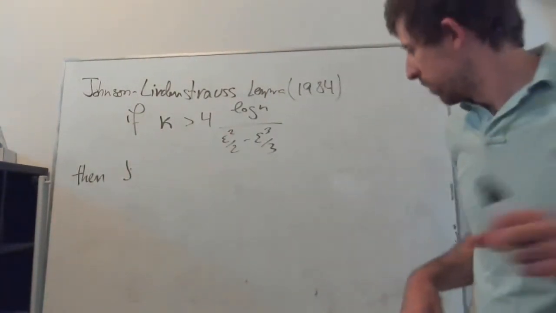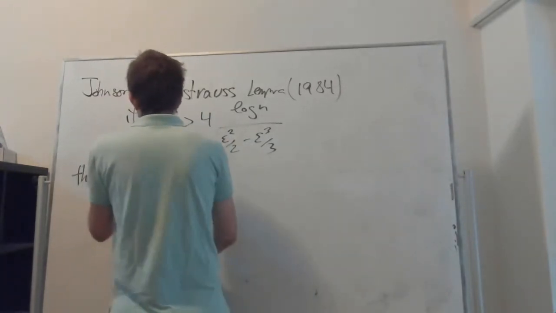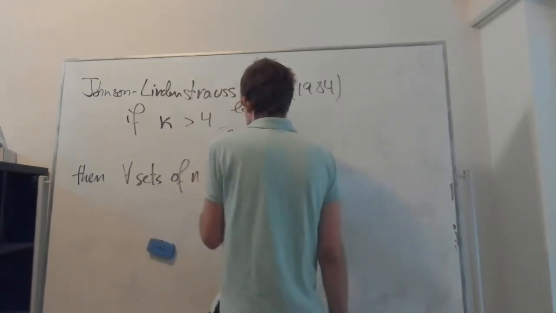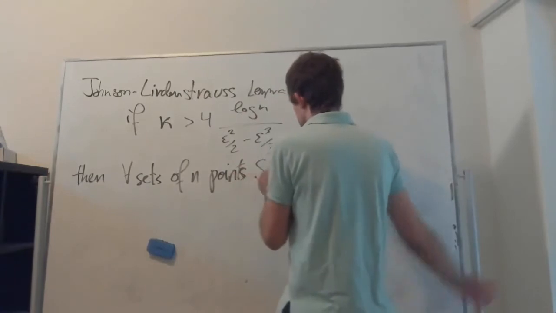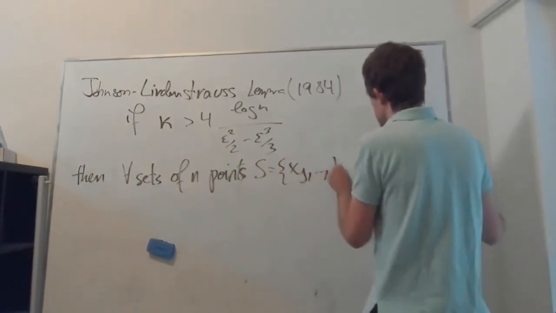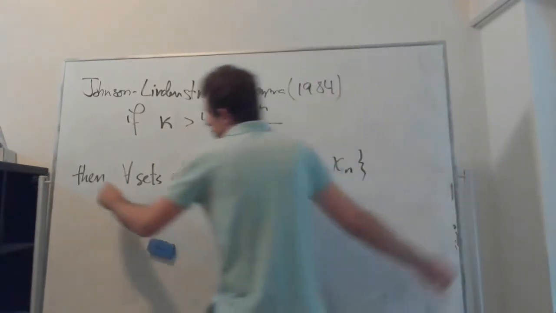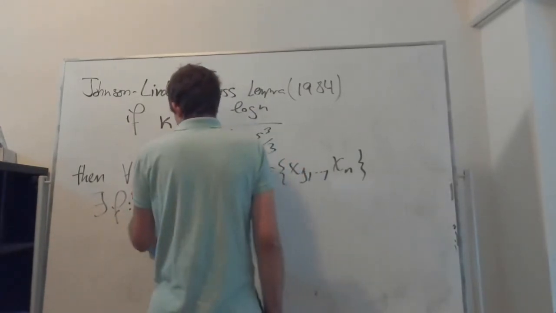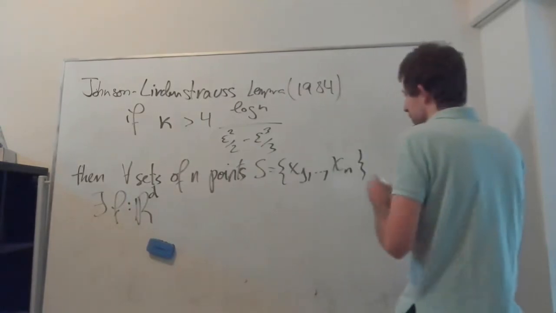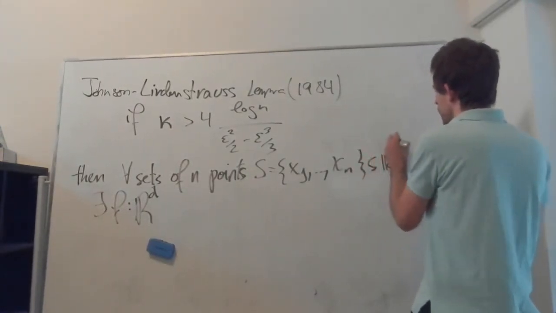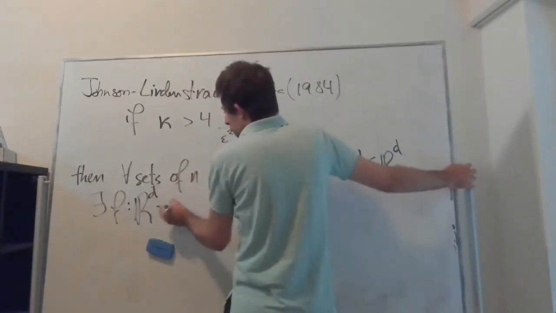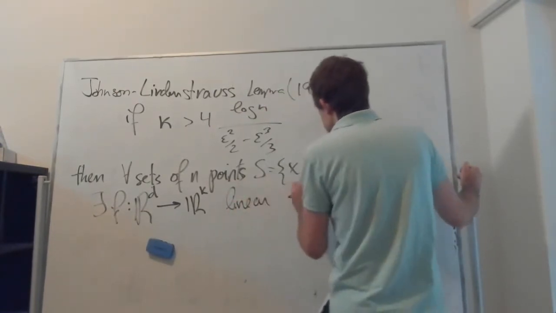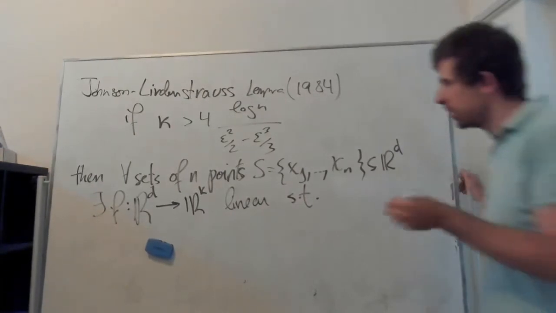for all sets of n points in R^D, there exists F, a linear map from R^D to R^K, such that F is an epsilon almost isometry.